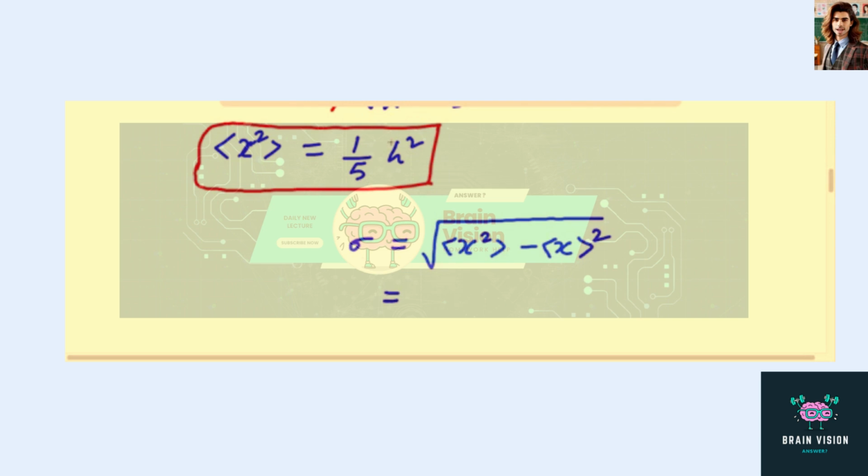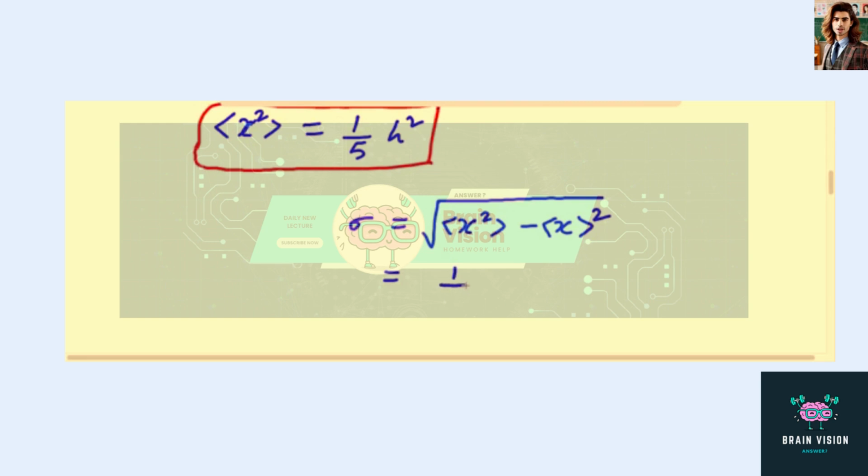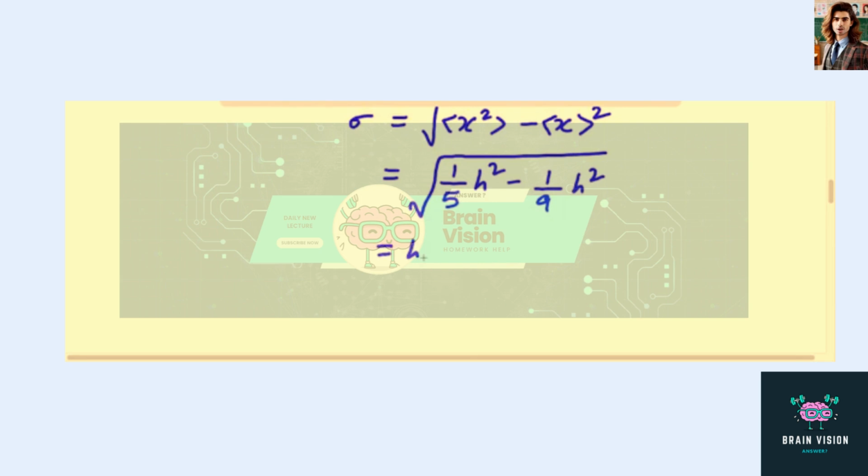Now substitute this value, that is 1 by 5 h square, minus 1 by 9, because this x average value is 1 by 3 h, so it will be 1 by 9 h square, square root. h is common, so it is 1 by 5 minus 1 by 9 square root, and it will be 4 by 45.